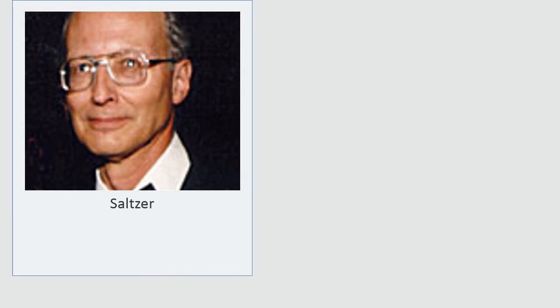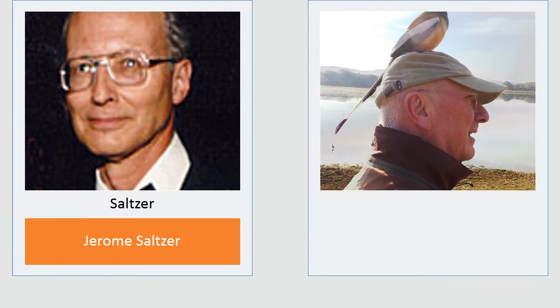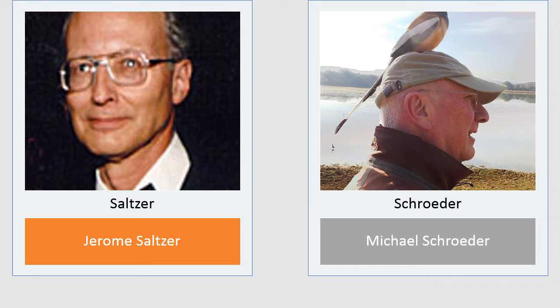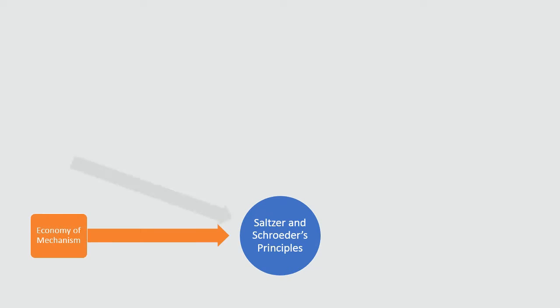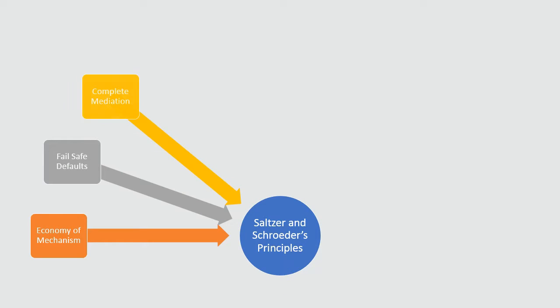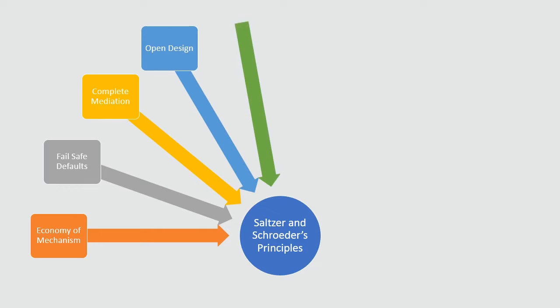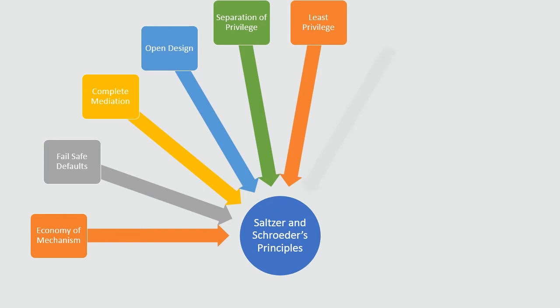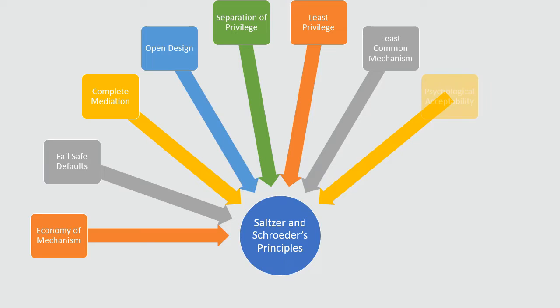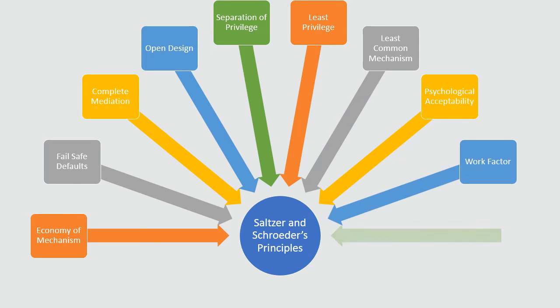Saltzer and Schroeder's design principles are design principles by Jerome Saltzer and Michael Schroeder in their 1975 article The Protection of Information in Computer Systems. Saltzer and Schroeder's principles are economy of mechanism, fail-safe defaults, complete mediation, open design, separation of privilege, least common mechanism, psychological acceptability, work factor, and compromise recording.